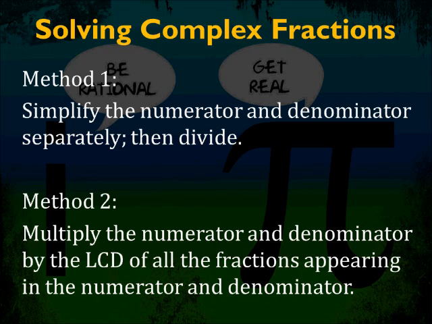The second way is to multiply the numerator and denominator by the least common denominator of all the fractions appearing in both the numerator and denominator. What you will see is method 2 is probably the better way for longer and more involved problems.